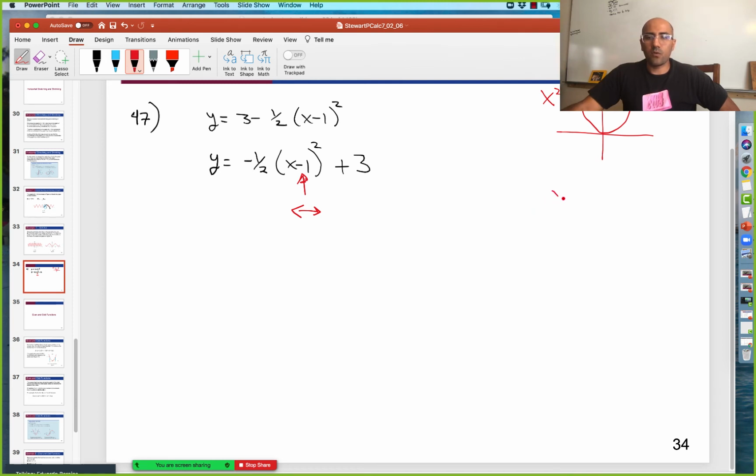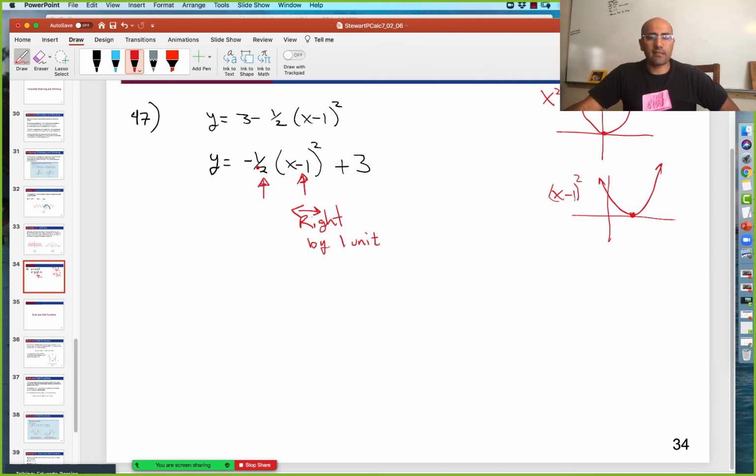But x minus 1 squared, the new 0 is going to happen when we plug in a 1. So it's going to get shifted to the right like this by 1 unit. Right by 1 unit.